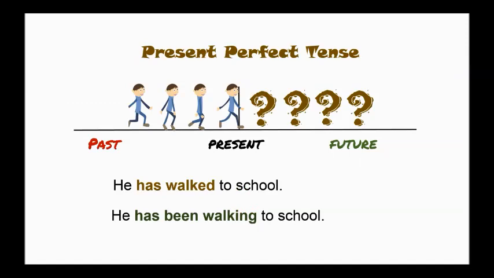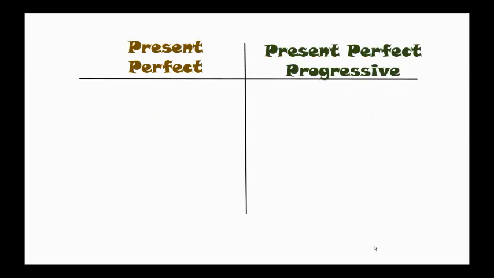The present perfect and present perfect progressive or present perfect continuous tenses can be very confusing for ESL students because there are situations when either tense can be used with the same meaning. For example, he has walked to school, or he has been walking to school. These sentences have the same meaning. In certain situations, one tense is preferable to the other.